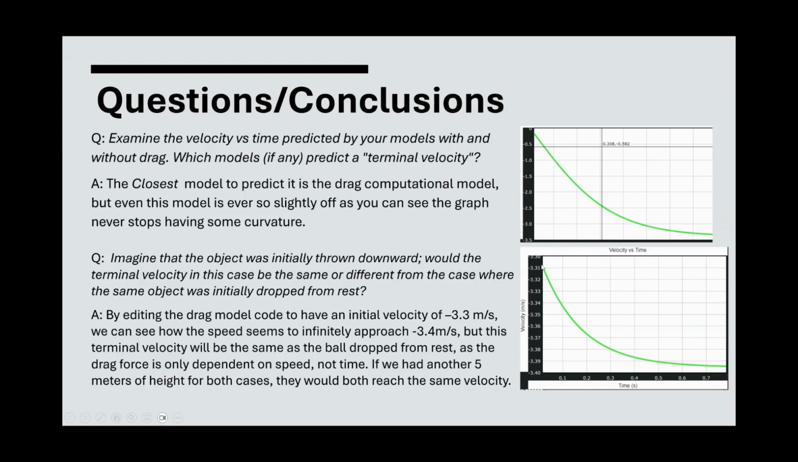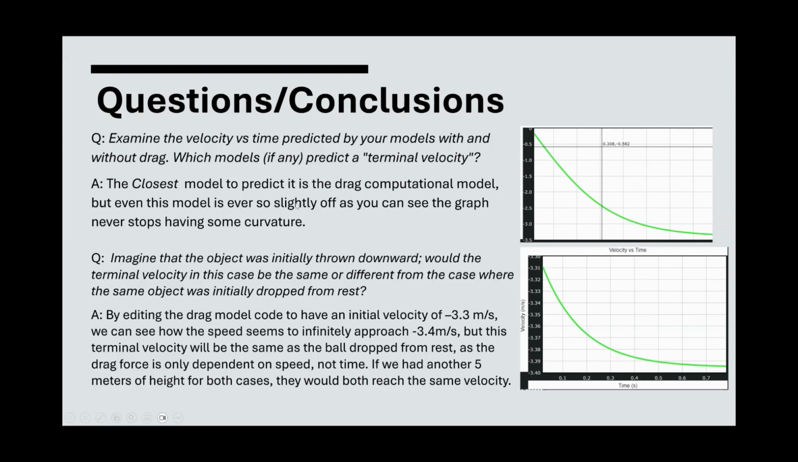So basically, in layman's terms, this ball, same mass, same height, is always going to approach the same terminal velocity because it has the same proportionality constant in the drag force. So if we had 5 extra meters of drop, it would eventually reach somewhere between negative 3.39 and negative 3.4 meters per second. It would stay there. Doesn't matter if we drop it from rest, if we throw it upwards, if we pelt it downwards.